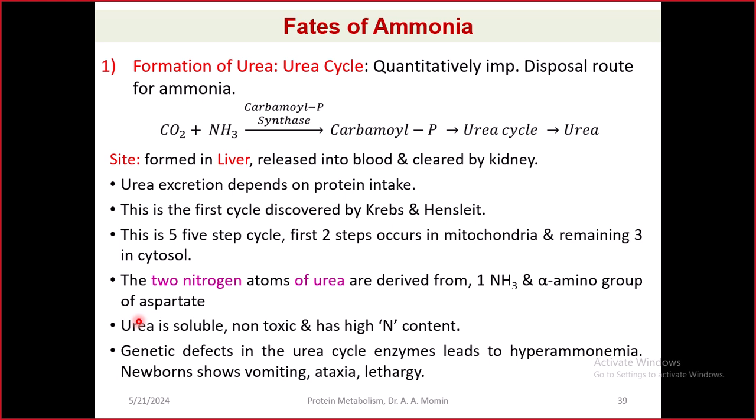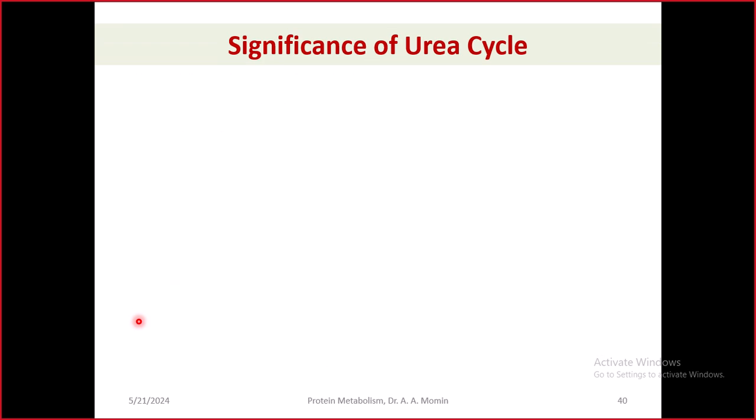Genetic defects in the urea cycle enzymes lead to the condition called hyperammonemia; we have seen the genetic type of hyperammonemia. Newborns show vomiting, ataxia and lethargy. If the ammonia level is increased in newborns, they show these symptoms because in newborns the liver is yet to mature. That's why hyperammonemia is seen, or due to any genetic defect in the urea cycle.